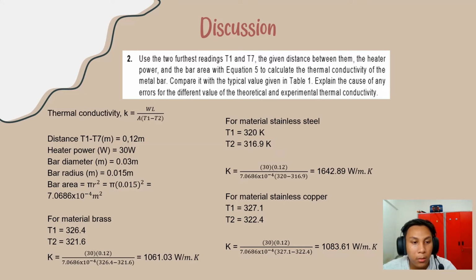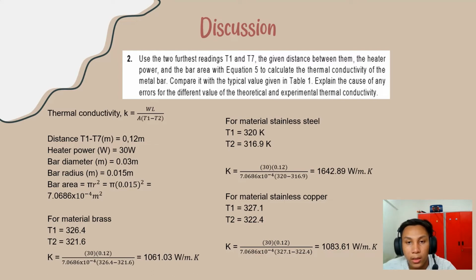For material brass, we get T1 equal to 326.4 and temperature 2 is 321.6. Okay, put all these values into the formula and we will get the thermal conductivity for material brass is 1061.03 watt per meter Kelvin.